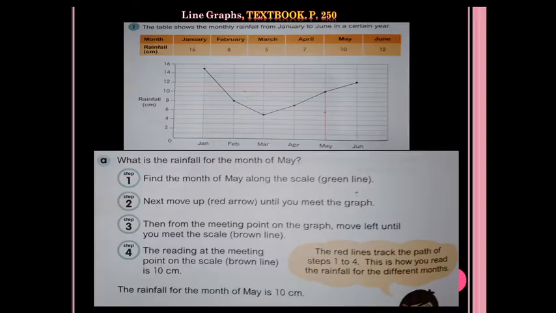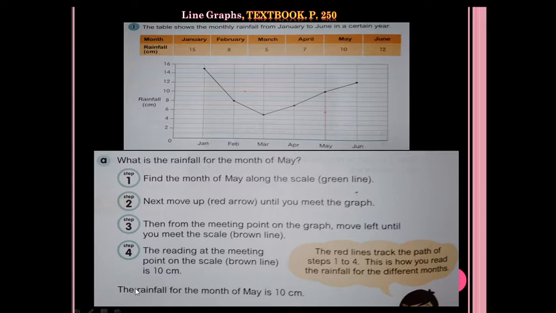Open your textbook, page 250. Number 1, the table shows the monthly rainfall from January to June in a certain year. The rainfall is using the centimeter for the units. Now there is a question: what is the rainfall for the month of May?